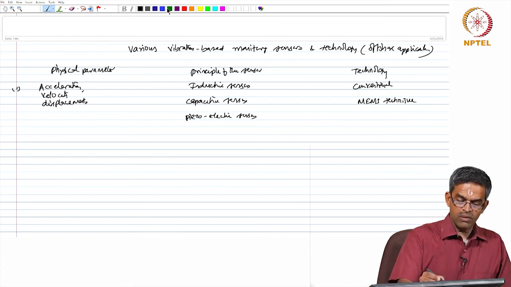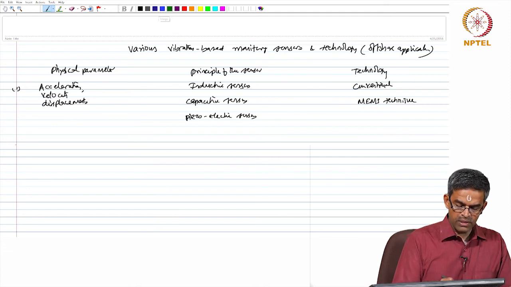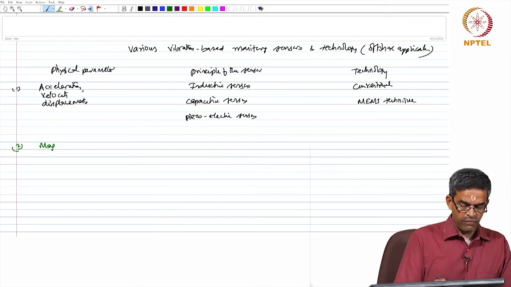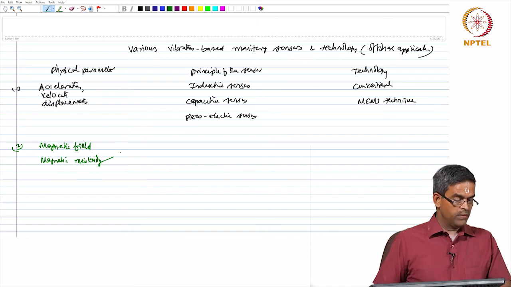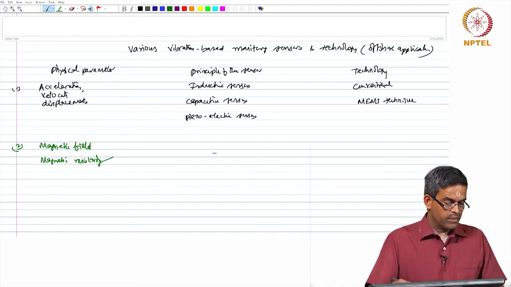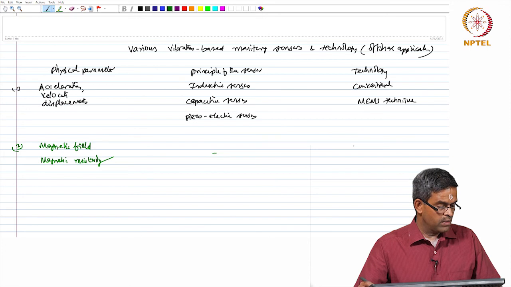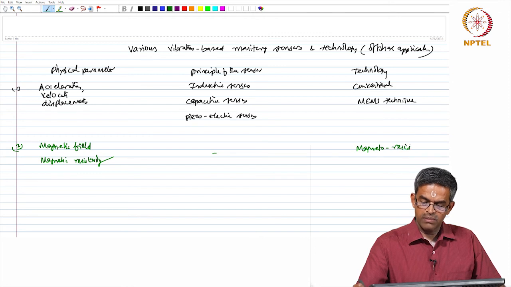The second argument could be measurement of magnetic field and magnetic resistivity. They can be measured with magnetoresistance meters, which are of a large size.